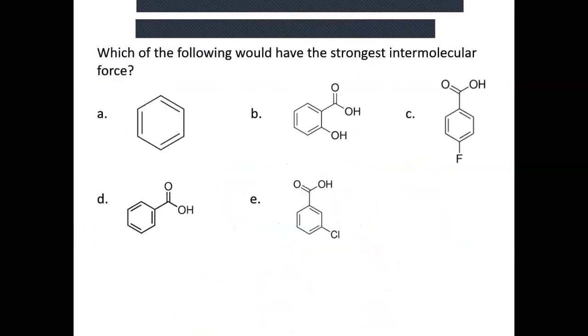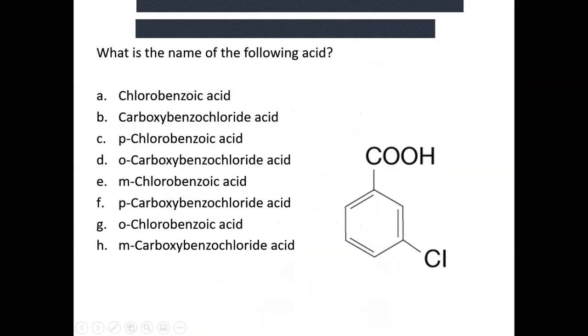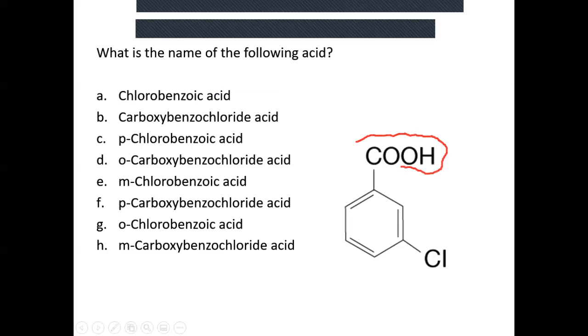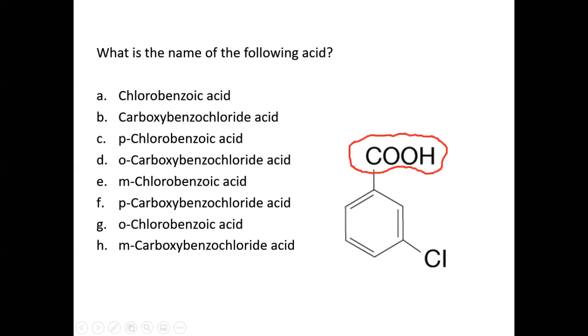So here we're looking at which one of these would have the strongest intermolecular force. Oh, we already did this one, my bad. We'll move on to the next question. So what's the name of the following acid? So again, our carboxylic group is here. It's attached to a benzene ring, so the root is benzoic acid.